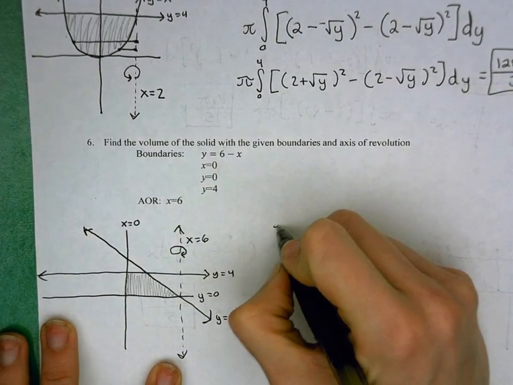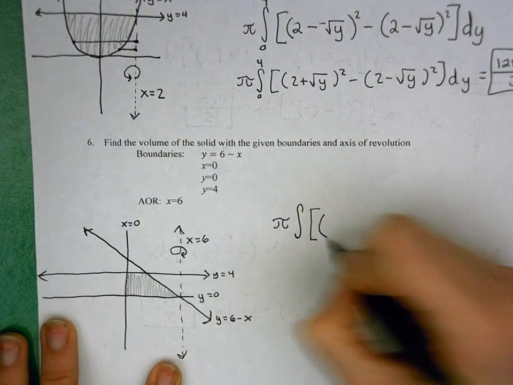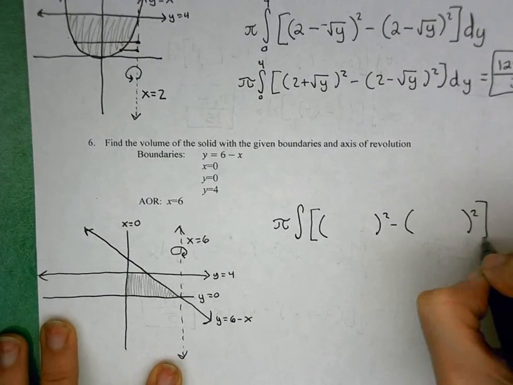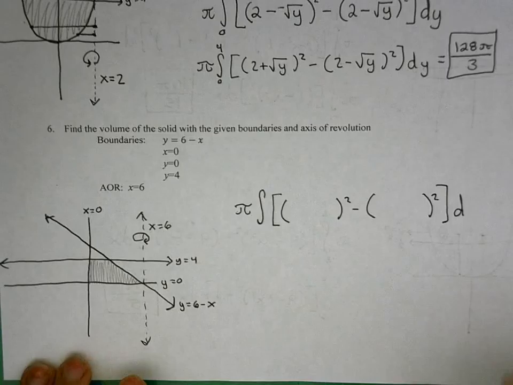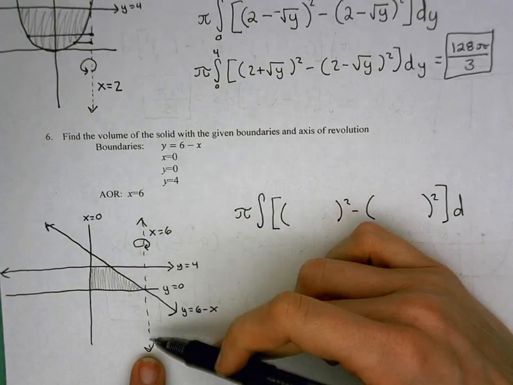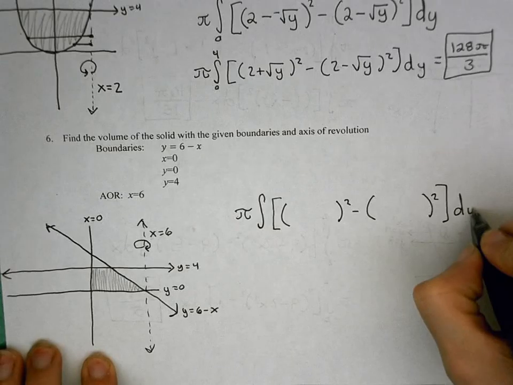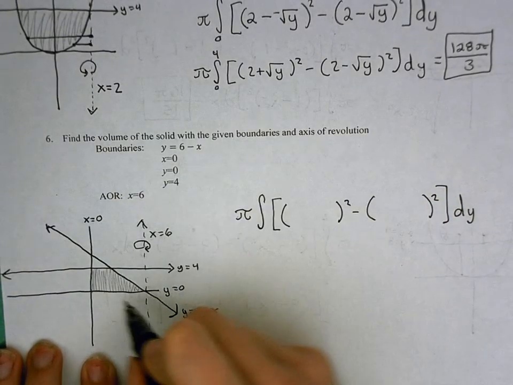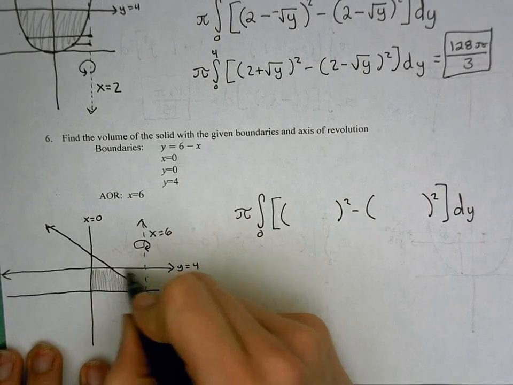Okay, so we have pi integral big R squared minus little r squared d something, as determined by our axis of revolution. Our axis of revolution in this case is parallel to the y-axis, and so this is going to be dy. My bounds are going to be my lowest and highest y's. My lowest y here is at 0. My highest y is up here at 4.